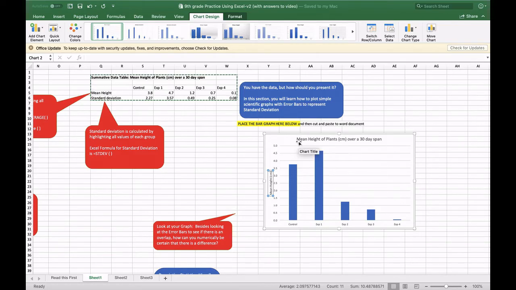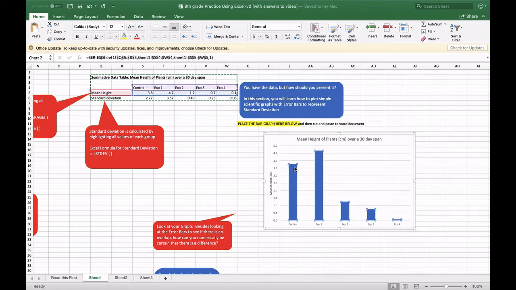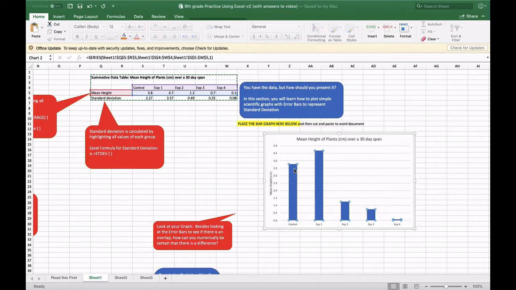So now you're missing error bars. So the error bars are important because they give you a visual that represents standard deviation. So in order to add your error bars, you are going to highlight the bars themselves. So again, let me show you how I did that. So if you just want to highlight the bars themselves, you click on any bar. Let me do that again. You click on any bar and notice that these dots appear surrounding the bars.